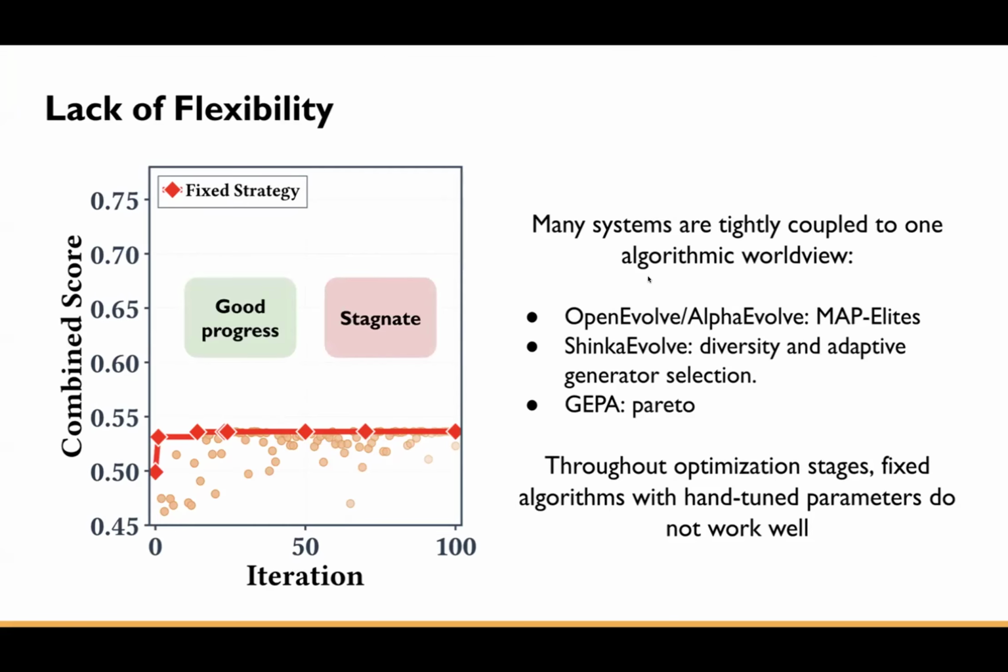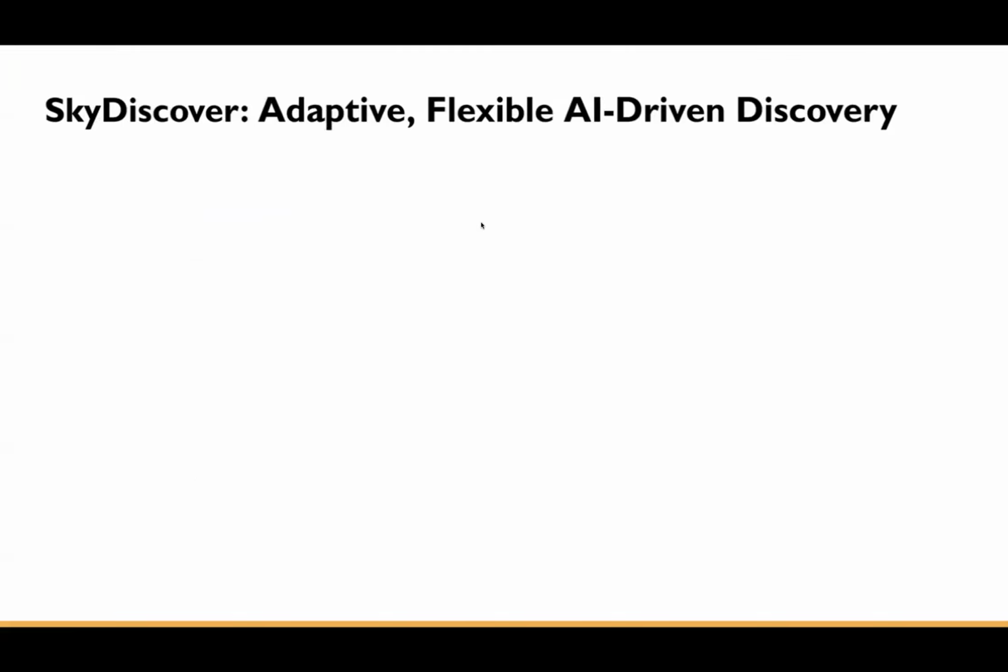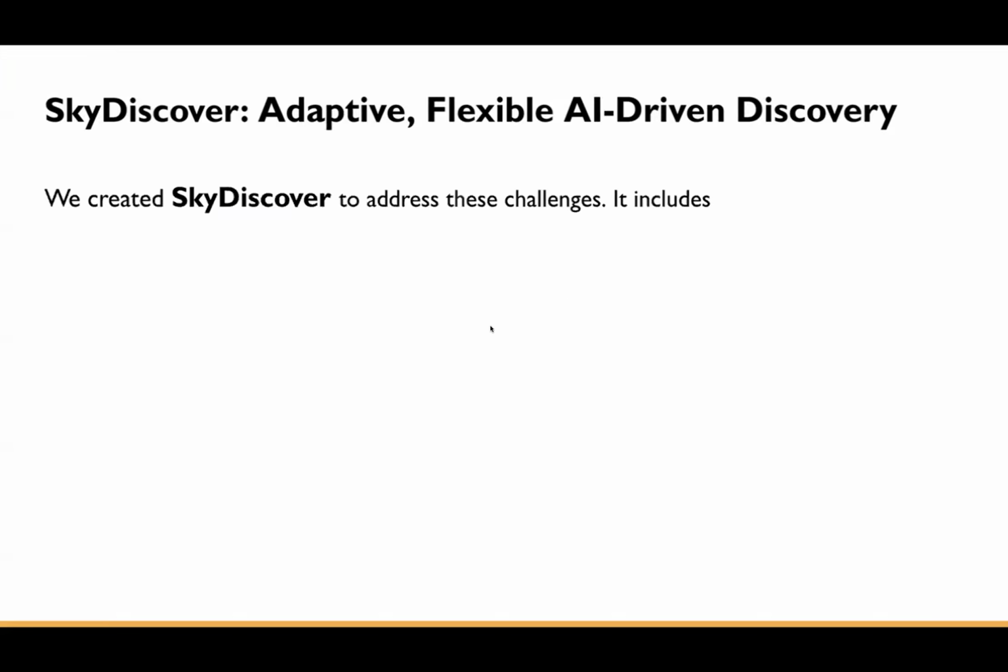Even Claude Code, when you just naively run it, can sometimes get lazy. It will tell you, okay, I've already reached the best solution that I can get. And then it will waste a lot of iteration budget and tokens instead of exploring novel solutions. So we built SkyDiscover to do adaptive and flexible AI-driven discovery.